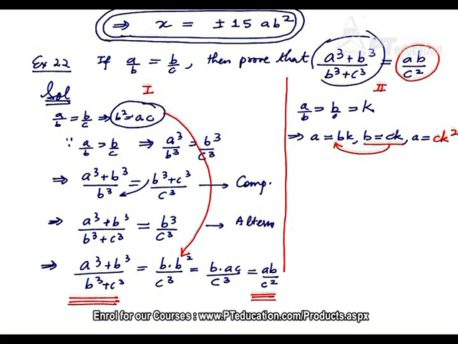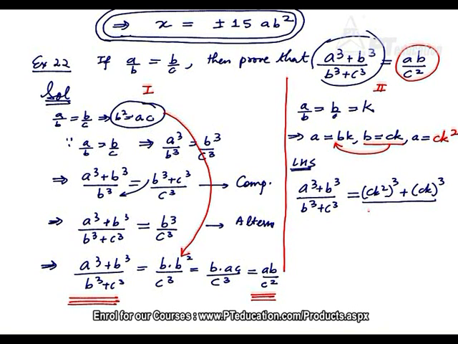Now let us solve it further. Left hand side, a cube plus b cube upon b cube plus c cube. Let us put all the values in terms of any one common factor. I choose that to be c. So a is ck square. So this will be ck square whole cube plus b cube, which is ck cube. The logic here is we are substituting everything in terms of one variable only, which in this case is c. You could do it in terms of a, you could do it in terms of b. Divided by b cube, which is ck whole cube plus c cube.